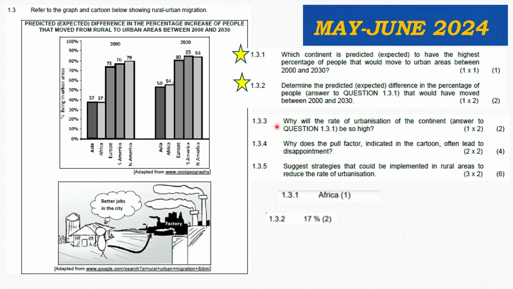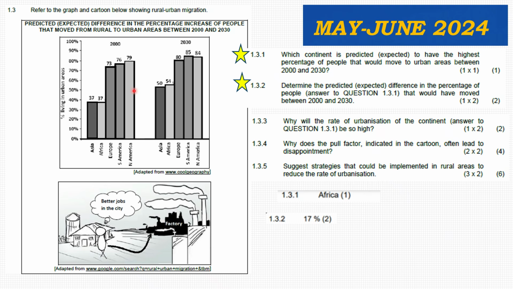1.3.3, why is the rate of urbanization of this continent so high? Why is there an increase in the number of people in urban areas? Remember, in Africa, there's a lot of people who are still in rural areas. So we have more people who are going to move away from the rural area to the urban area. Whereas in these countries, North America, there's less people in rural areas. If there's less people in rural areas, it means there's less people who would move to the urban area.